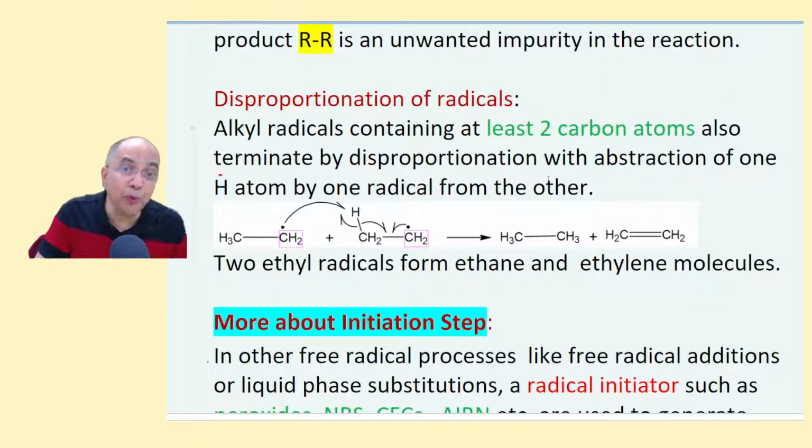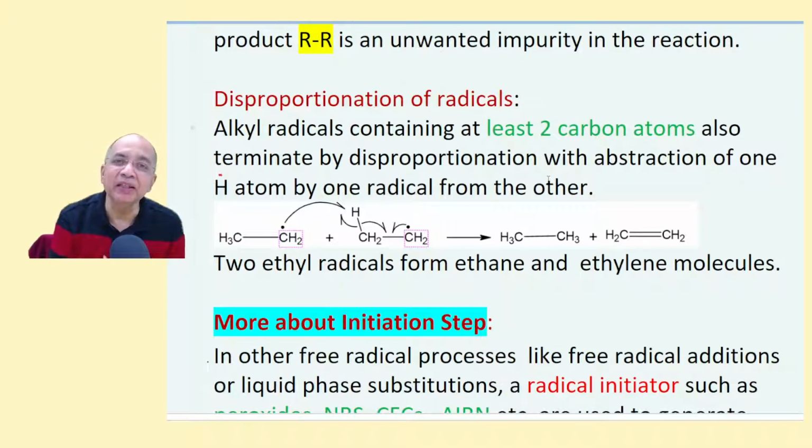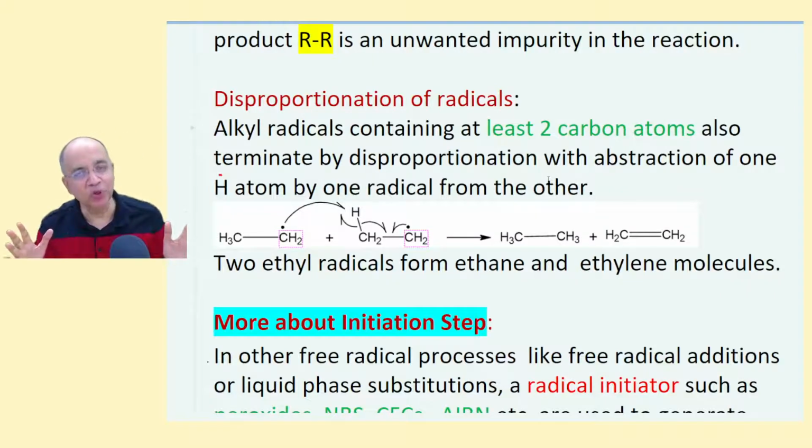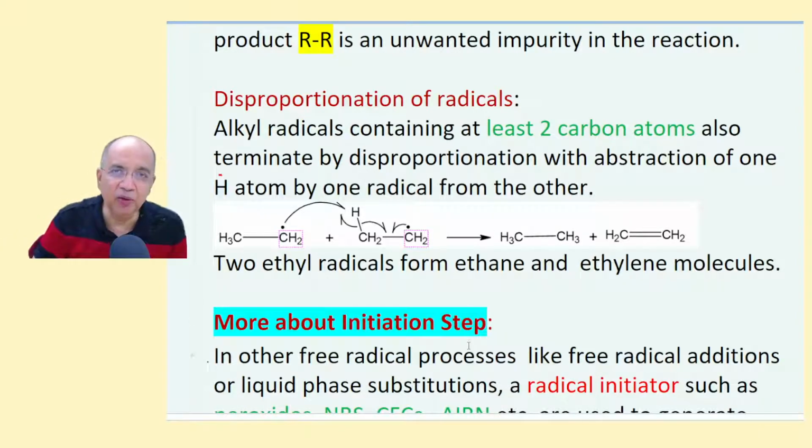Now, disproportionation between radicals occurs when there are at least two carbon atoms in the radical. It cannot happen in the halogenation of methane. Only from ethane onwards, higher alkanes will produce some trace quantities of disproportionation products. Now see here.